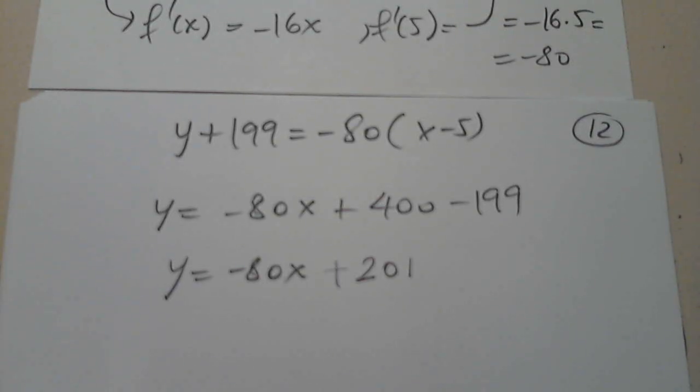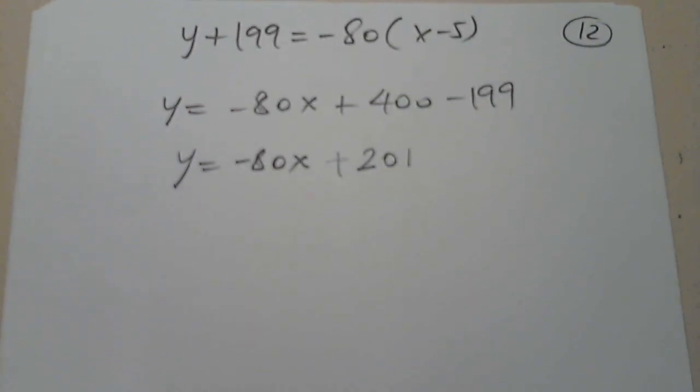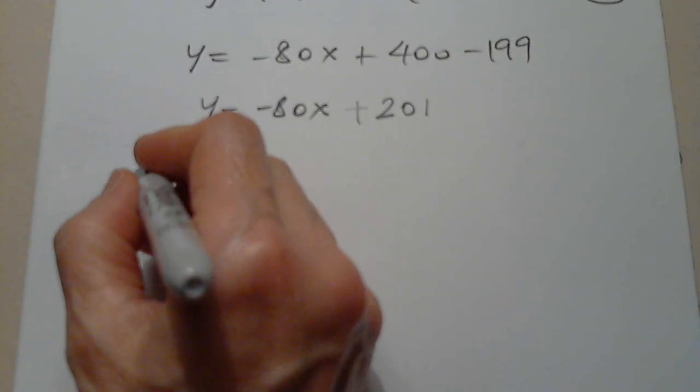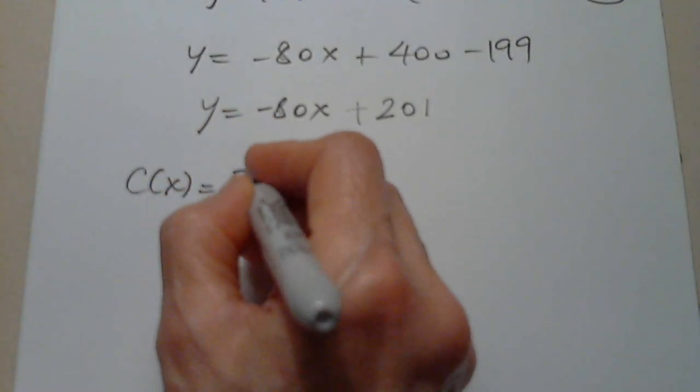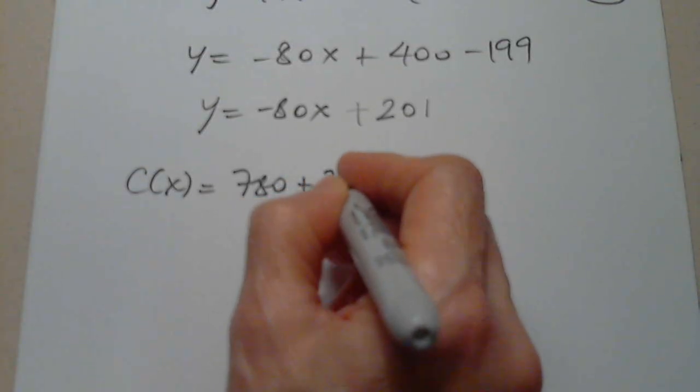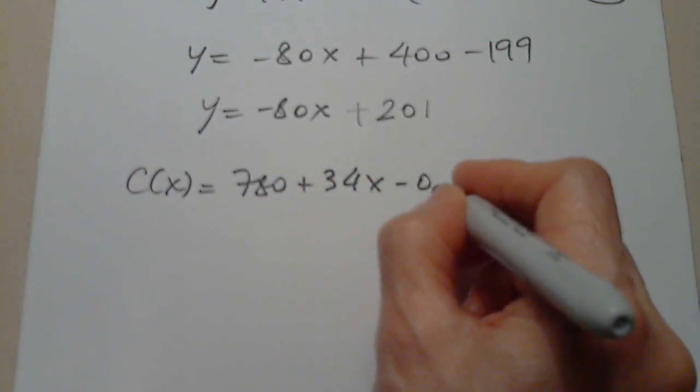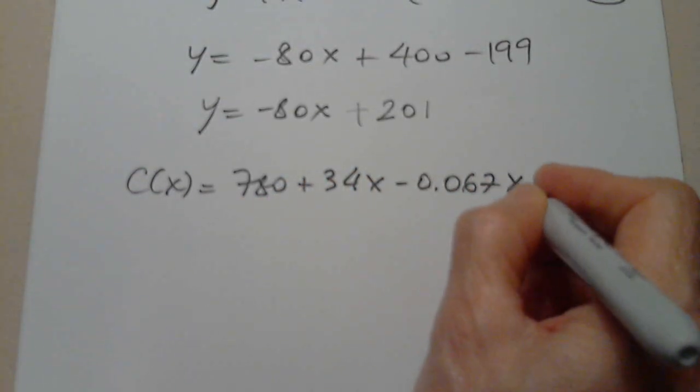And I think there was one more problem. 25. Accessories company, find the cost, okay. Find the rate at which the average cost is changing. Okay, so all we have to do is find the marginal cost. So we have C of x equals 780 plus 34x minus 0.067x squared.